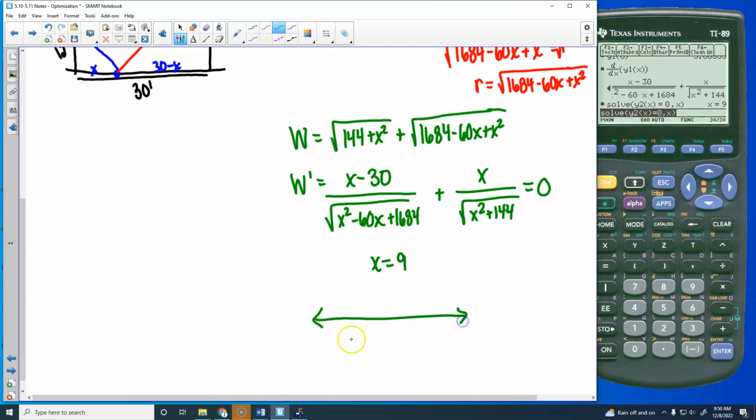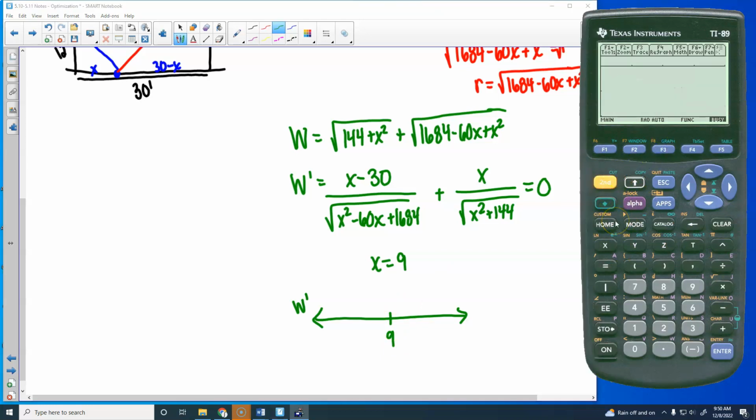So w prime, we'll put our 9 right here. And I'm just going to look at the graph, although my window's bad. Oh gosh, what have I done? I could have plugged the number in quicker than this. Alright, window. Let's see. I'm just going to, I just need to see.